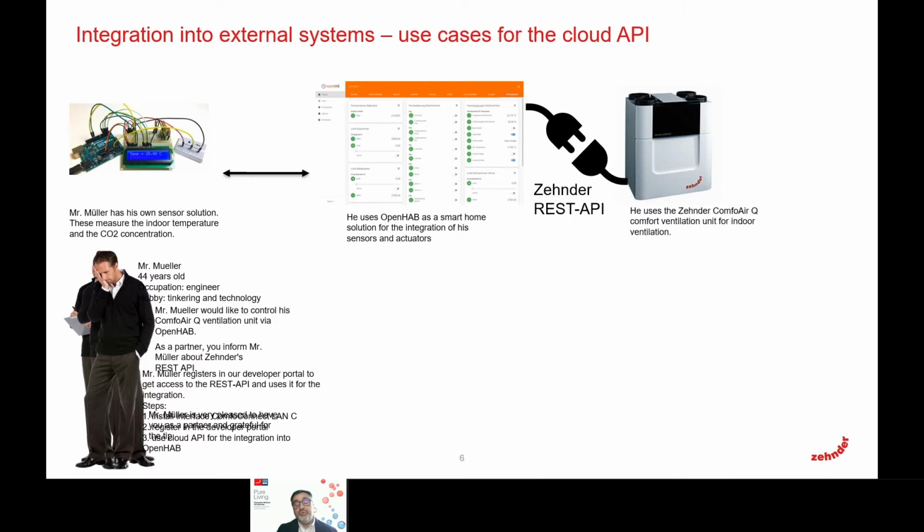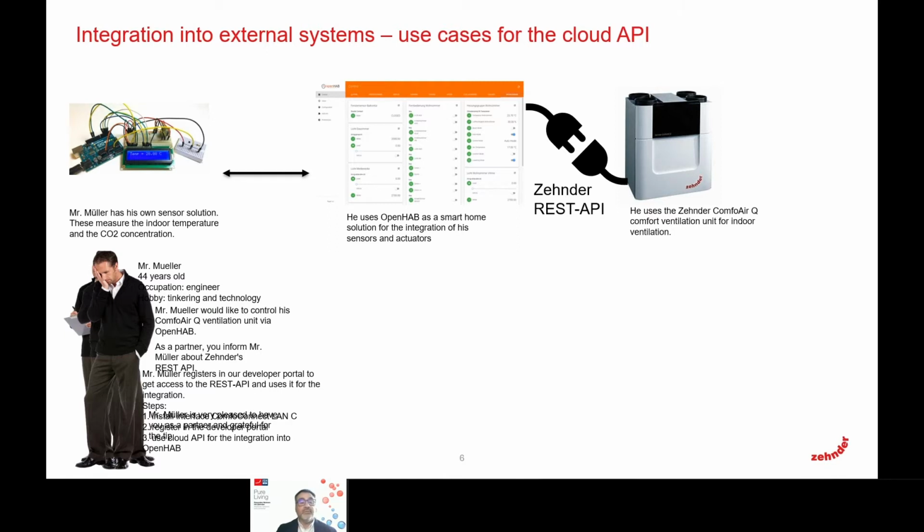So he gets in touch with you as a partner and asks for a possibility. You as a partner for sure know already the Zehnder REST API, and you tell Mr. Müller how he can get access to it and how to use it. Well, with this new information, Mr. Müller starts this new project to integrate ComfoAir Q to the OpenHub smart home system. For the very first beginning, he needs to use the ComfoConnect LAN C gateway to connect the Zehnder ComfoAir Q to the Zehnder cloud. This is a prerequirement to make use of the Zehnder REST API.